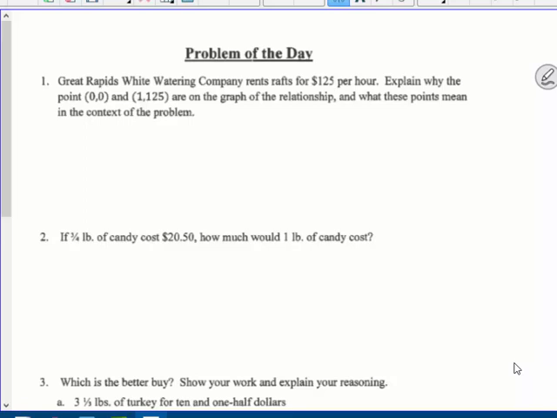Number 1, Great Rapids White Water Company rents rafts for $125 per hour. Ooh, there's a rate. That's my k. Explain why the points (0, 0) and (1, 125) are on the graph of the relationship and what these points mean in the context of the problem.